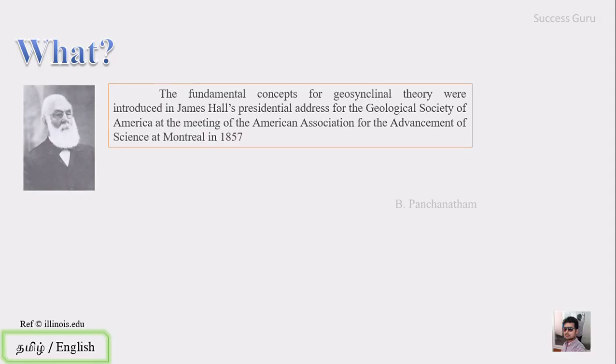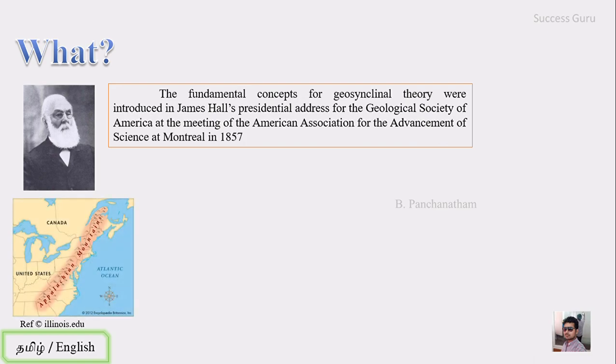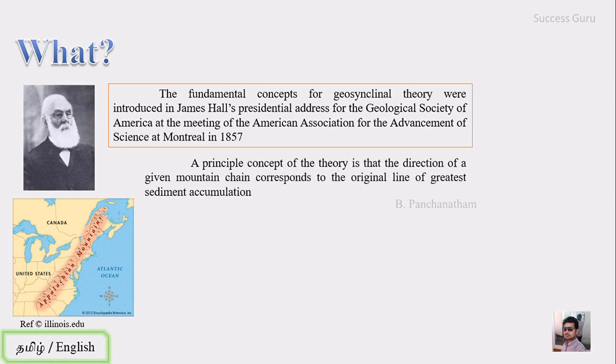What is geosyncline? The fundamental concept of geosyncline theory was introduced in James Hall's Presidential Address for the Geological Society of America at the meeting of the American Association for the Advancement of Science at Montreal in 1857. Once he was exploring the Appalachian Mountains, he found one thing, that is, the principal concept of the theory is that the direction of the given mountain chain corresponds to the original line of the greatest sediment accumulation.